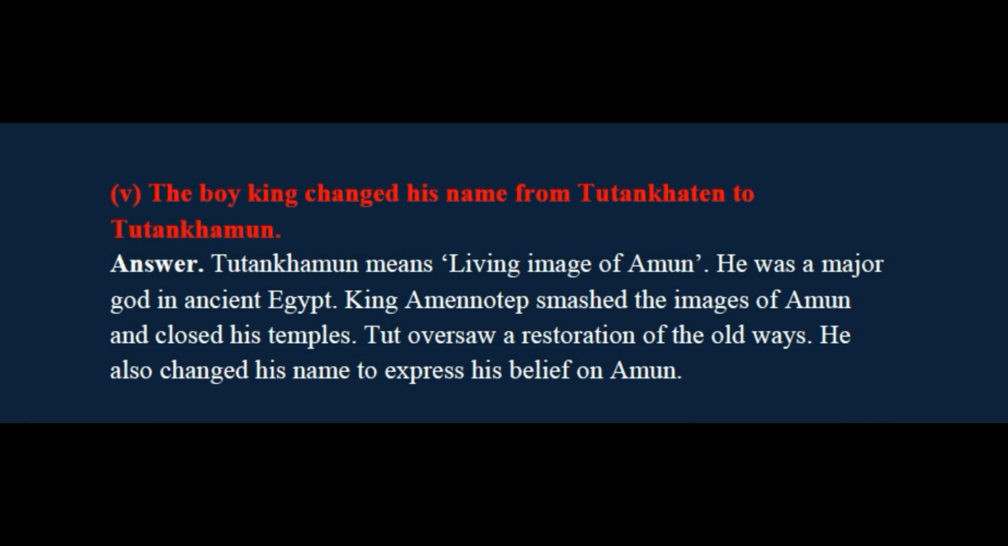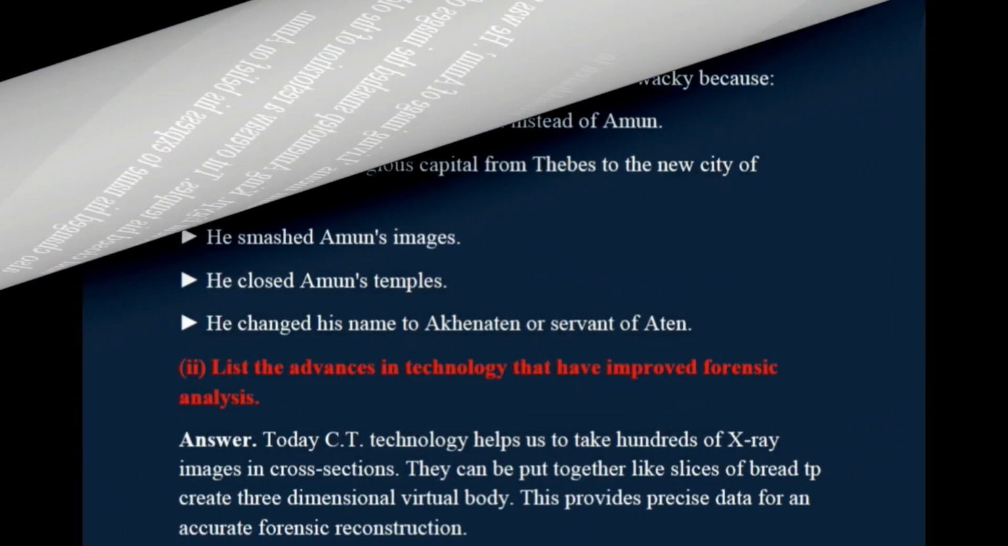5. The boy king changed his name from Tutankhaten to Tutankhamun. Answer. Tutankhamun means living image of Amun. He was a major god in ancient Egypt. King Akhenaten smashed the images of Amun and closed his temples. Tut oversaw a restoration of the old ways. He also changed his name to express his belief in Amun.